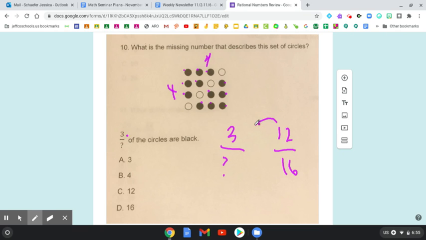This can be simplified. This has a common factor. 4 goes into both 12 and 16. So I can divide top and bottom by 4. And that's where that 3 came from. 4 will fit into 12 3 times. 4 will fit into 16 4 times. So my missing number down here was a 4 because 4 times 4 will make 16. So I wanted 4 here.